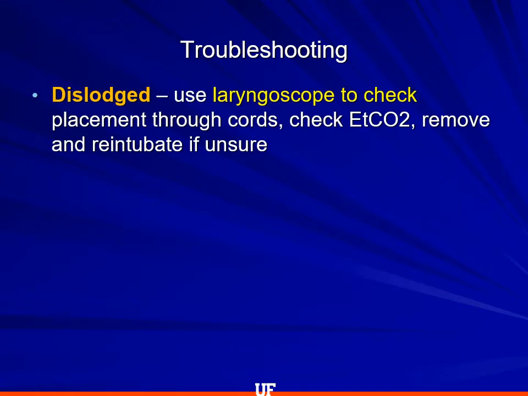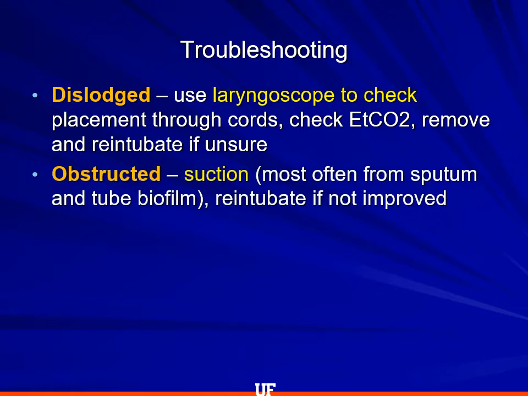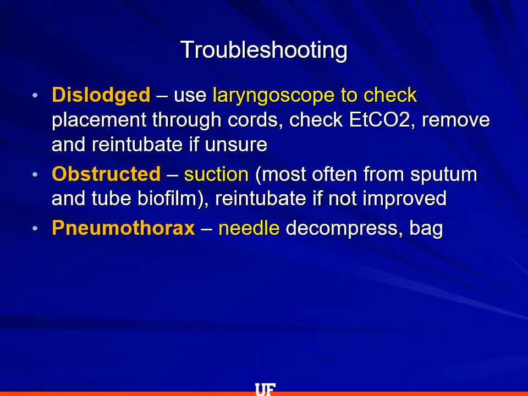So to check if the tube's dislodged, you can take a quick look with your laryngoscope, see if it's going through the cords. But if you don't have a good and consistent end-tidal CO2 waveform, you're pulling that tube every time and reintubating if needed. Obstruction, and we're talking about obstruction inside the tube, you can suction with a whistle tip catheter, but if you can't fix it, sometimes they're so gunked up, you just have to pull the tube and reintubate. Pneumothorax, listen, find out which side the pneumothorax is on, needle as needed.